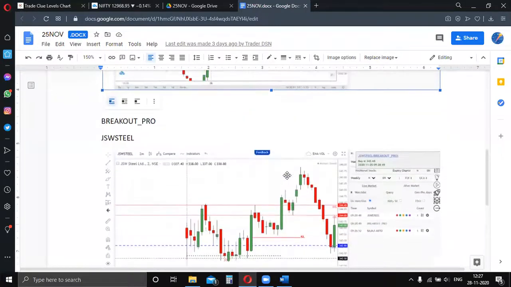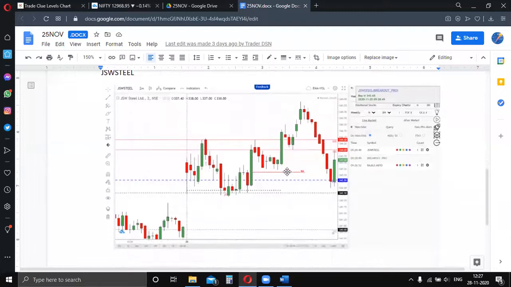What happened with Jindal Steel? It came up with the breakout Pro alert. It did not work very well. It went high from that 343 zone to 345, but that 0.75% happened in a matter of the next 7-8 minutes. So generally, if you are getting anything on 5 minutes, these are very comfortable entries, and chances are very good that they will give you decent profits as well.